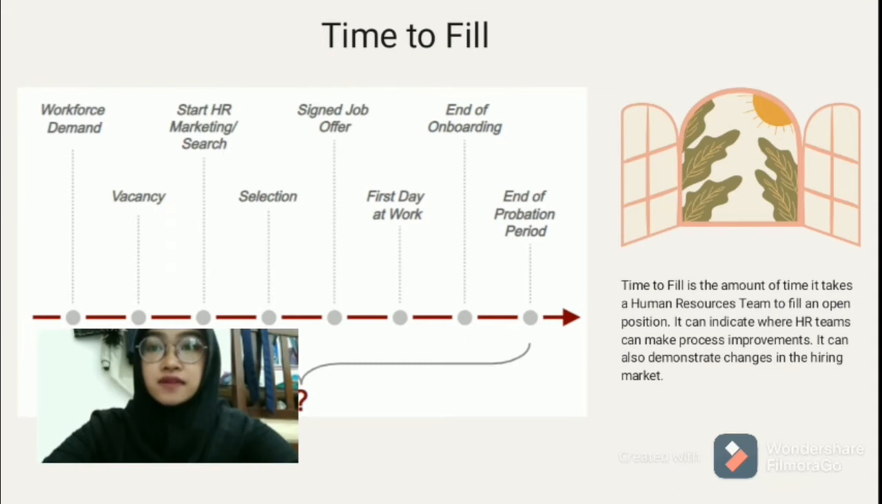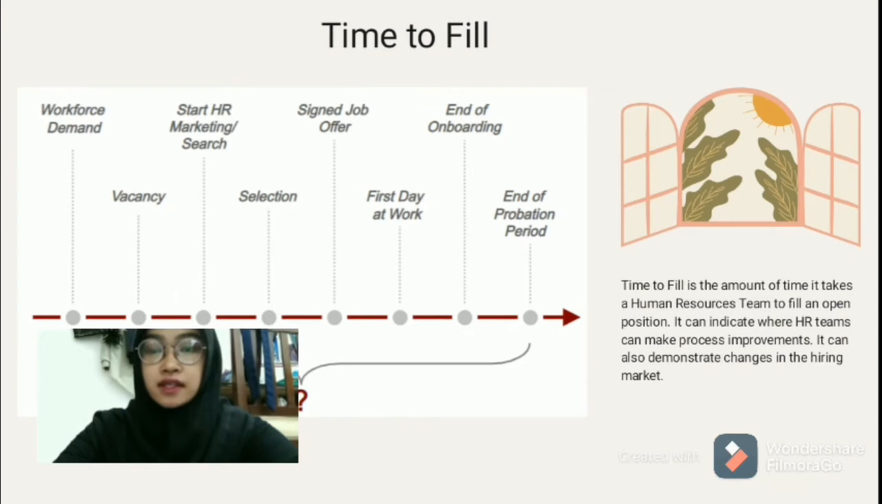The first one, we start tracking the time from the moment when workforce demand appears. Then the vacancy must be approved by management, then we start our marketing, posting ads, then run the selection process, and then sign the job offer. After that, the first day of work, and after 2, 3, or 4 weeks, the end of onboarding, then there is the end of the probation period.